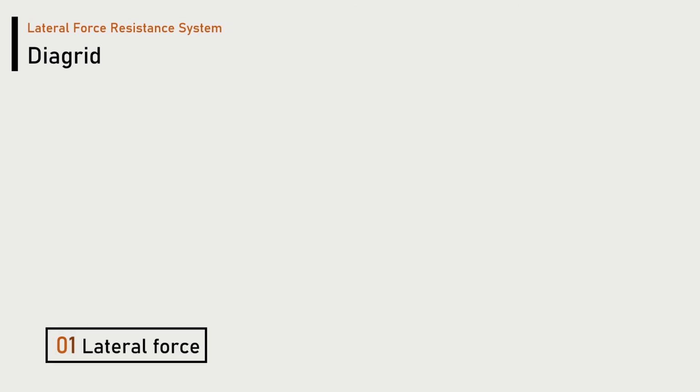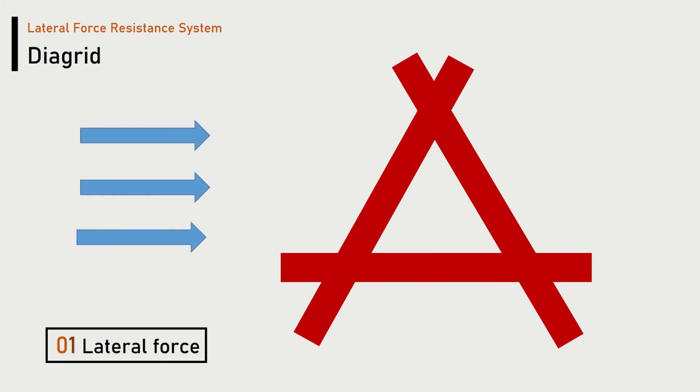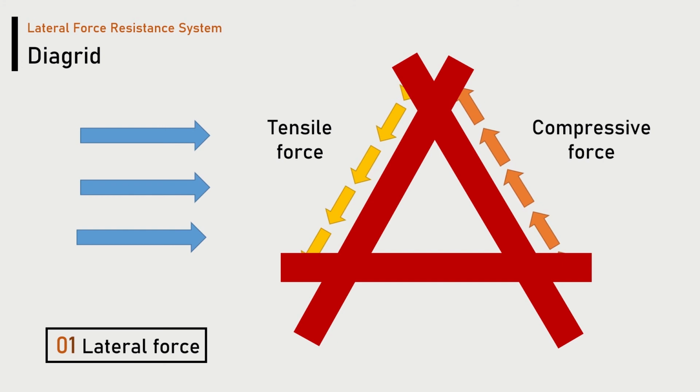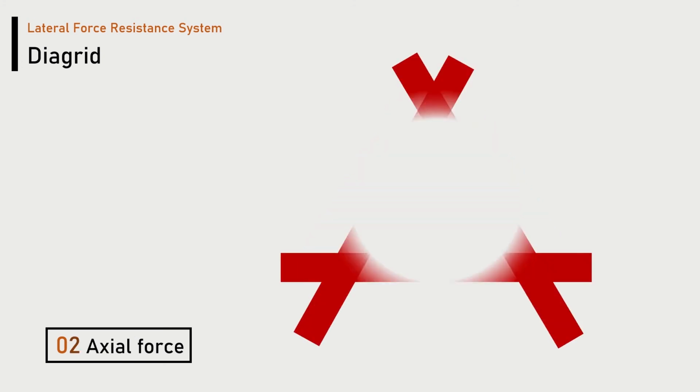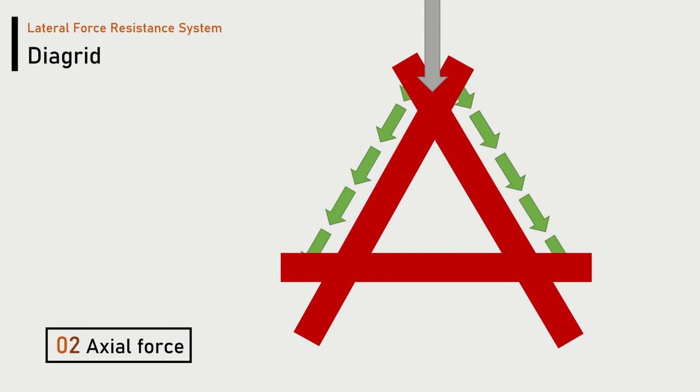Then now, let's take a look at how the diagrid is loaded. This shows a section of the diagrid. First, when the lateral force is applied like this, the tensile force and compressive force act to show resistance to the axial force. Also, when the axial force acts like this, the load is distributed through the member and transferred to other connected diagrid members. This is why it has a high resistance to lateral loads.